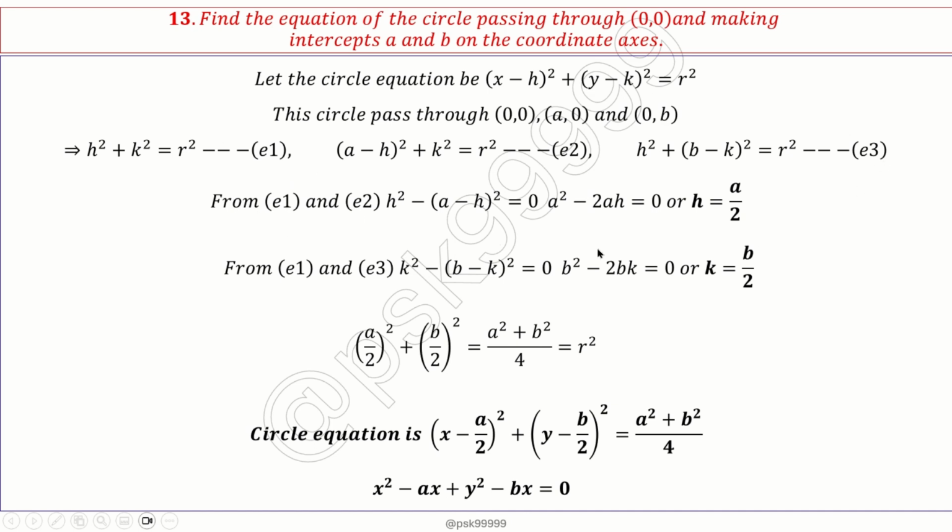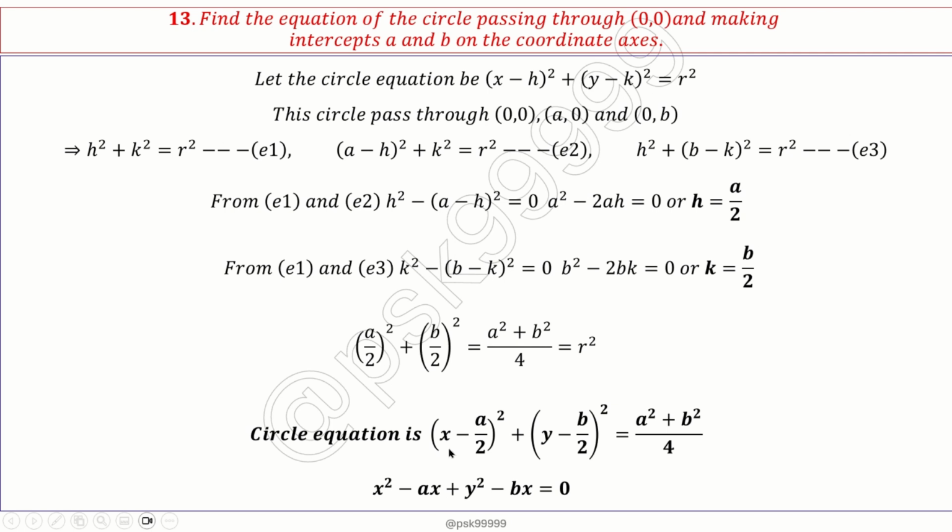From E1 and E2, I can solve it and I'll get h equal to a by 2. E1 and E3, I solve and I get k equal to b by 2. Now if I substitute h equal to a by 2, k equal to b by 2 in E1, I get (a by 2) whole square plus (b by 2) whole square equal to r square, which implies r square is nothing but (a square plus b square) by 4. Now I have h comma k, I have r square. What else do I require? Nothing else, right?